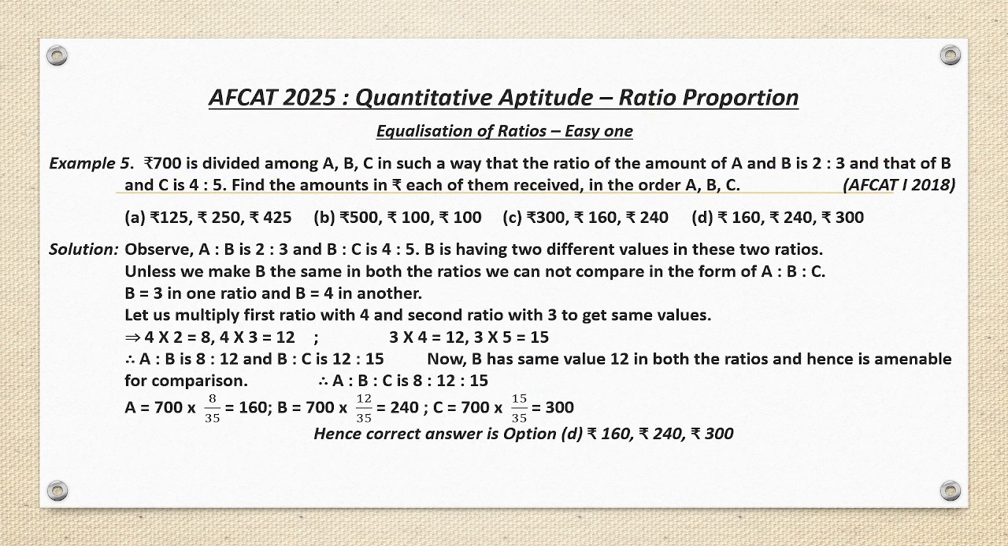Now this example is equalization of ratios. Let us take up one easy question. This is a PYQ from AFCAT 2018. 700 rupees is divided among A, B, C in such a way that the ratio of the amount of A and B is 2 is to 3. That of B and C is 4 is to 5.